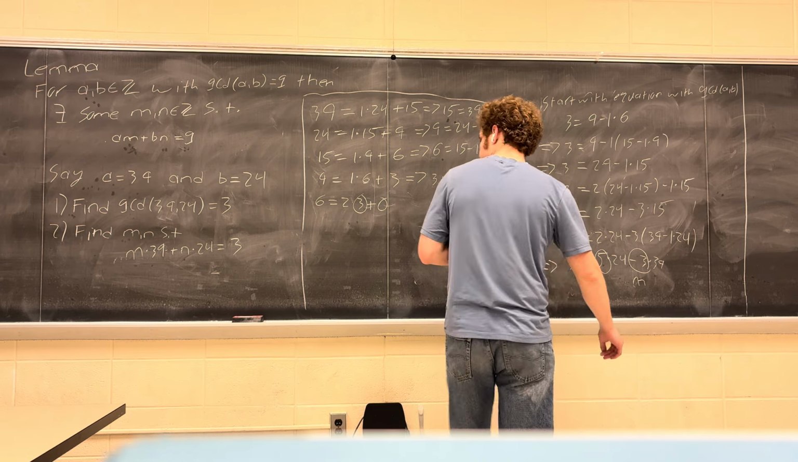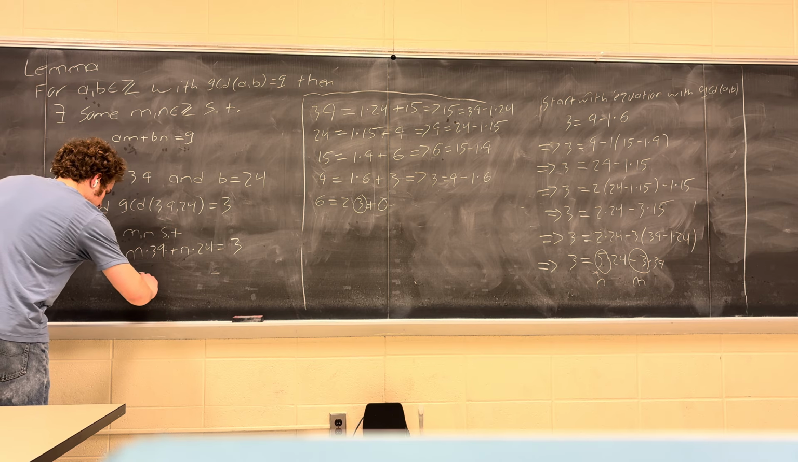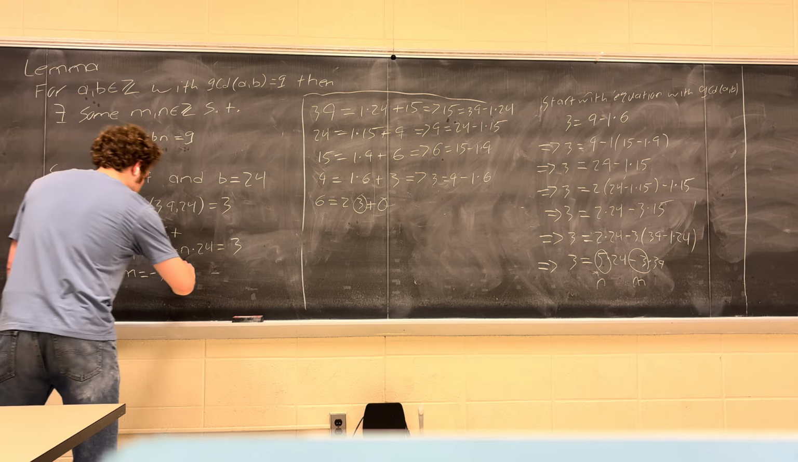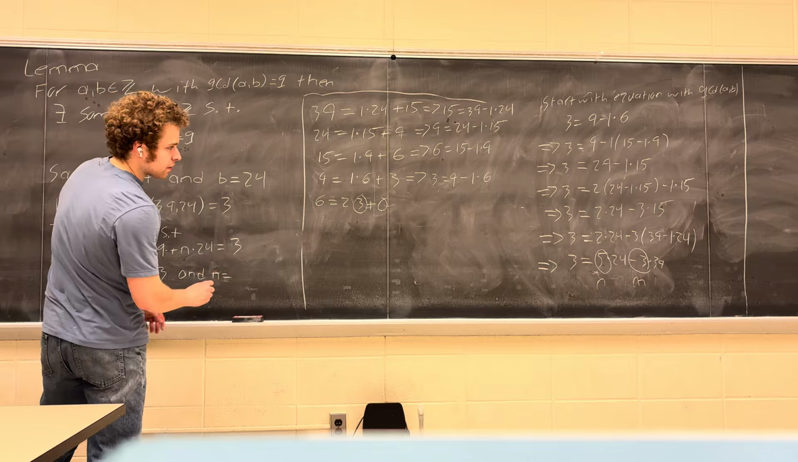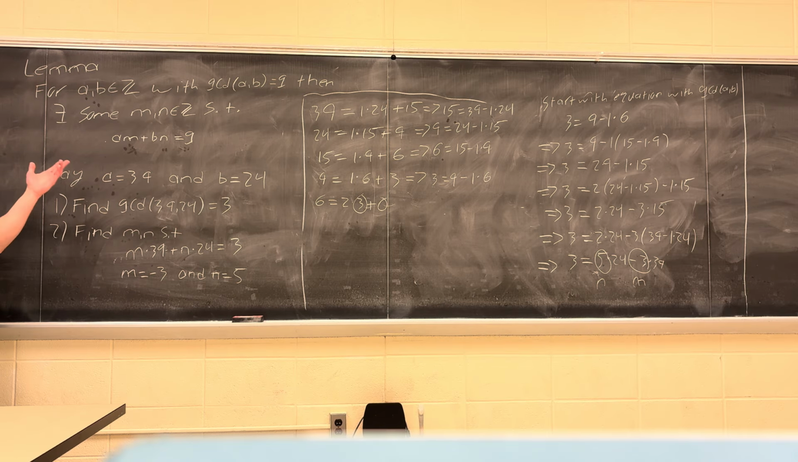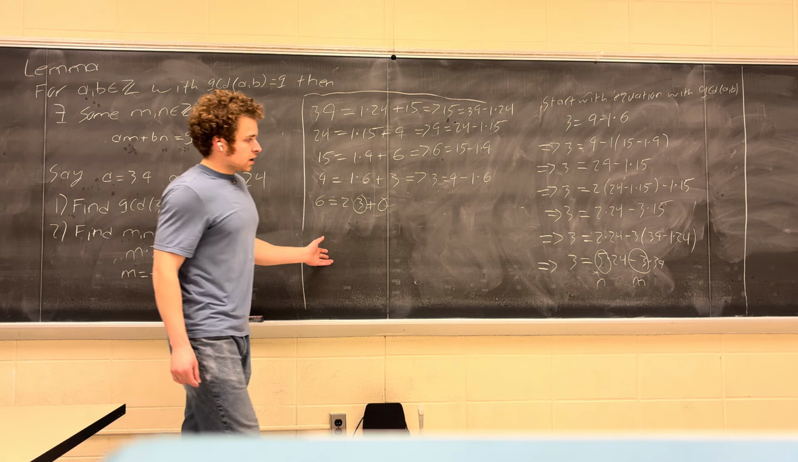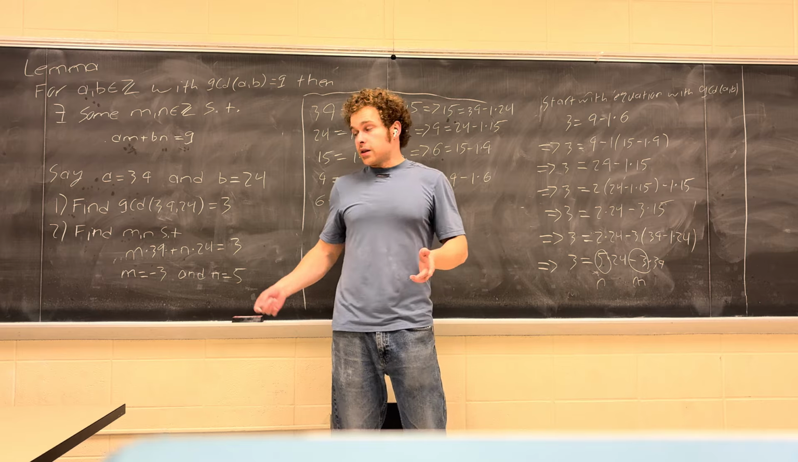So we finished part 2 of our problem. We found that m equals negative 3 and n equals 5. And we're done. This entire process is called the extended Euclidean algorithm. You first do the Euclidean algorithm, then you use its results to re-expand your equation to get these coefficients.